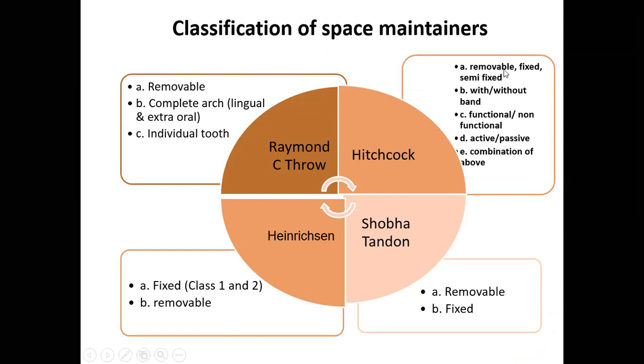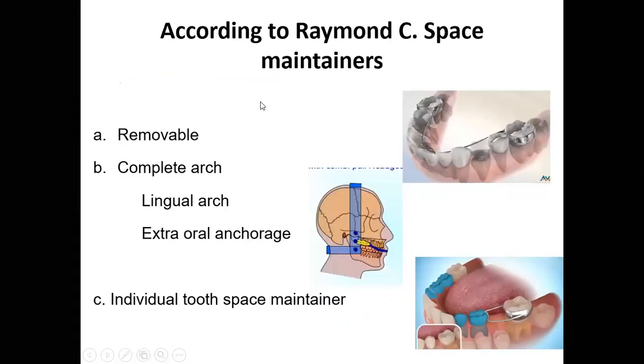Hitchcock describes them as removable, fixed, semi-fixed, with band space maintainer, without band space maintainer, active and passive, functional and non-functional. Heinrichsen classifies them as fixed space maintainer and removable. According to him, fixed space maintainer is again divided into class 1 and class 2, and removable has no further classification. Shobha classifies removable and fixed space maintainer. We will talk about all of this individually, and we will learn about the advantages and disadvantages of space maintainers. So first we are going to talk about Raymond's classification of space maintainers.